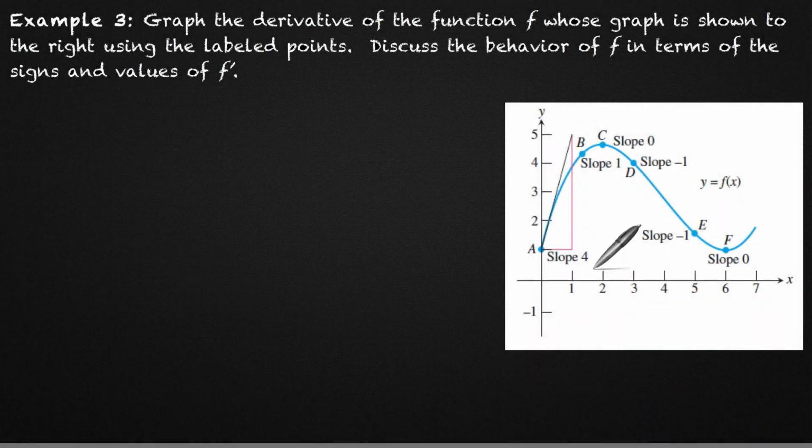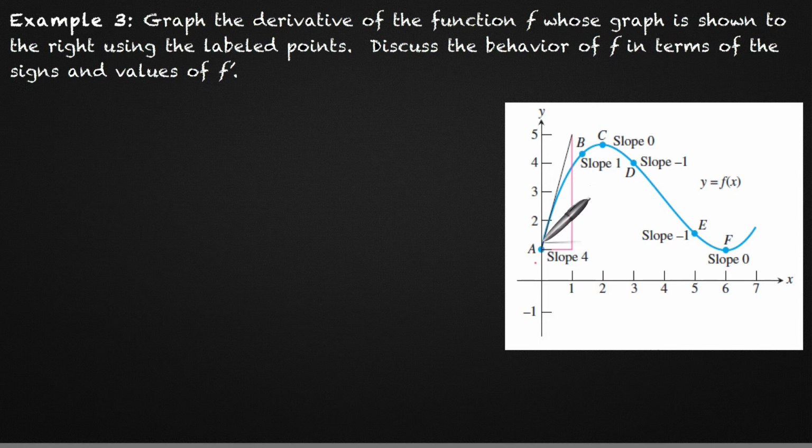Okay, here we have a graph of a function, and it looks like a cubing function of some sort, but we don't know for sure. And we have the slope at various points on this curve identified. So at point A, the slope is 4. At point B, the slope is 1, so on and so forth. And it wants us to graph the derivative of this function using the information that we have. So let's see if we can go ahead and do that. We're going to graph it on the same graph.